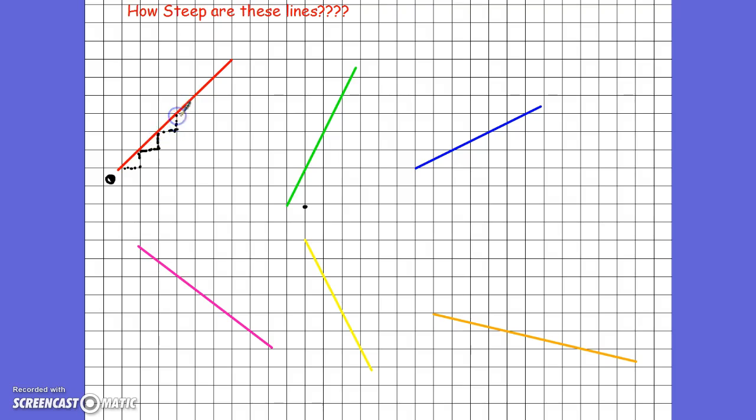So you can see on this line, our steepness is just 1, because every time we go across 1, we go up 1. So our gradient equals 1 in this case. Because remember, gradient is just another word for the steepness. Over here, every one step we go across, we go up 2. One step across, we go up 2, etc. So we know our gradient in this case equals 2. Every time we go across one step, we go up 2.